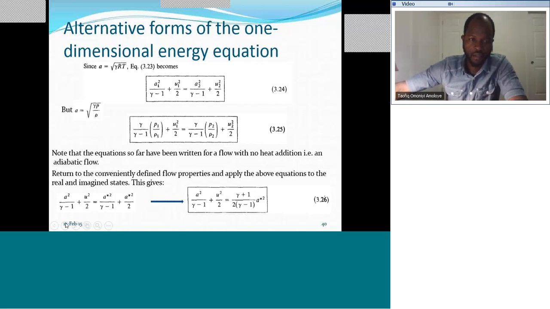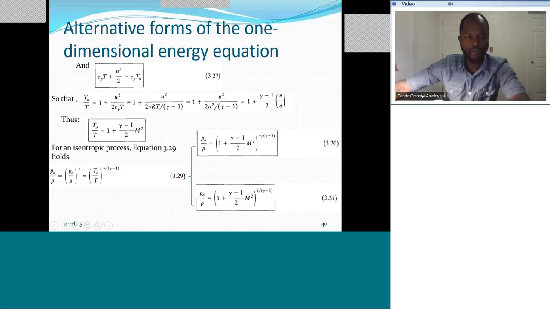Moving forward, we recall that in the stagnation state, the velocity is going to be equal to 0. So if we write the energy equation between the real state and the stagnation state, this is what we are going to have. Let me just switch to the computer screen so I can write and see what I'm saying.